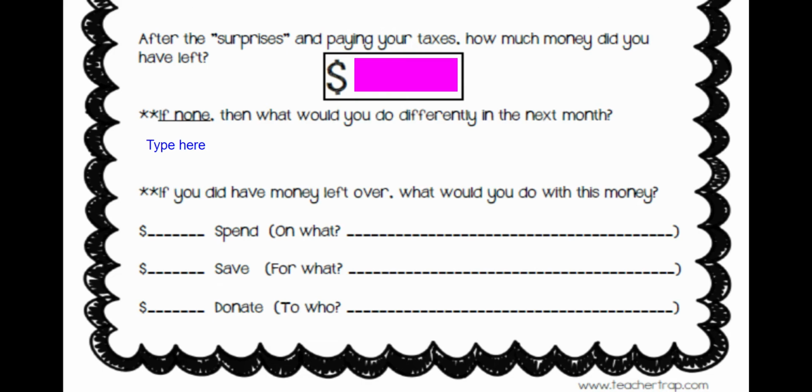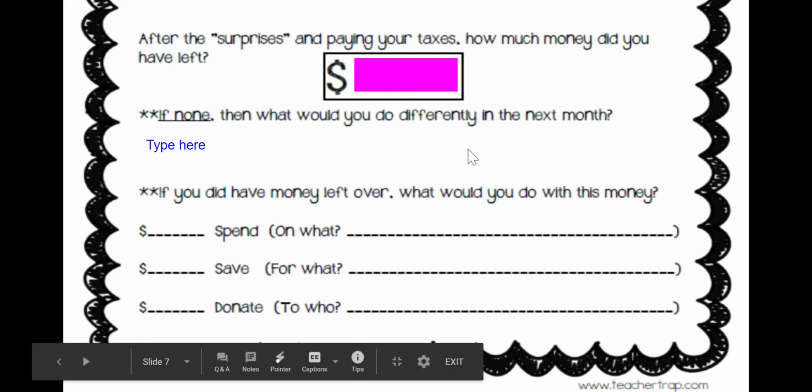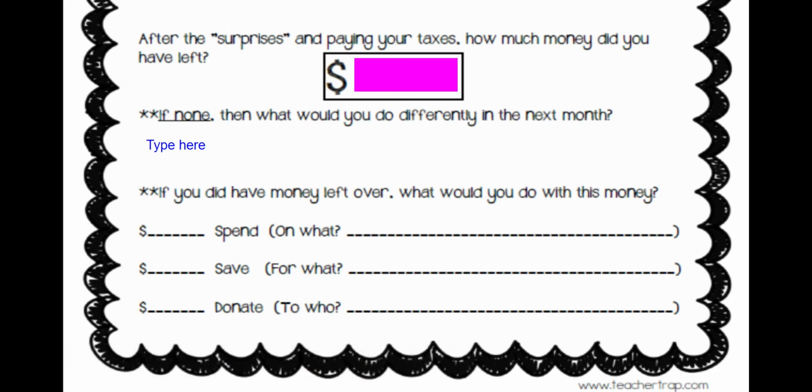And then after the surprises and paying your taxes, again, they want to know how much money did you have left. So remember, I had $50 after I had paid taxes. If none, what would you do differently next time? Was it the surprises that got you? Was it the taxes that got you? What would you do differently? Do you need to take away some of that fun? Do you need to take away some of the food? What do you need to do differently?